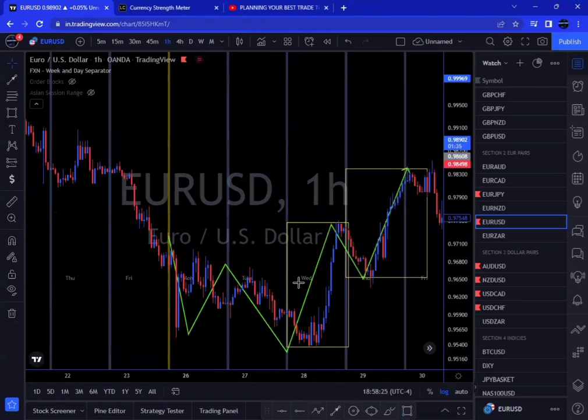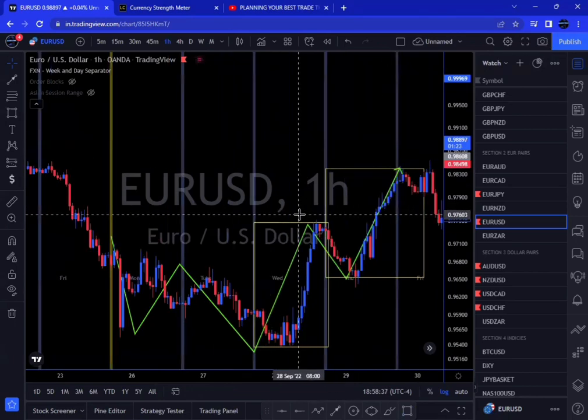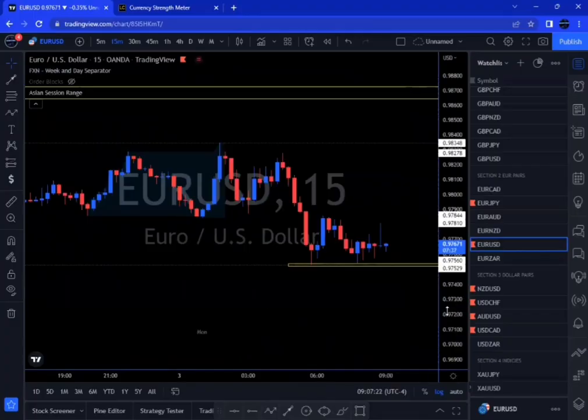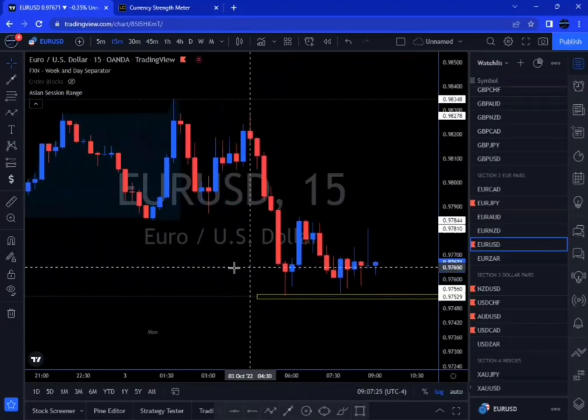Look for a pattern which is in line with your directional bias. So when I do this and I come to my charts, I find price selling is not my option at this particular point in time. I've formed my thesis, I've identified my peak formations, I've counted my levels, I'm looking for a buy opportunity. So let's drop down to the 15 minute time frame and see what the dealers are giving us this particular morning.